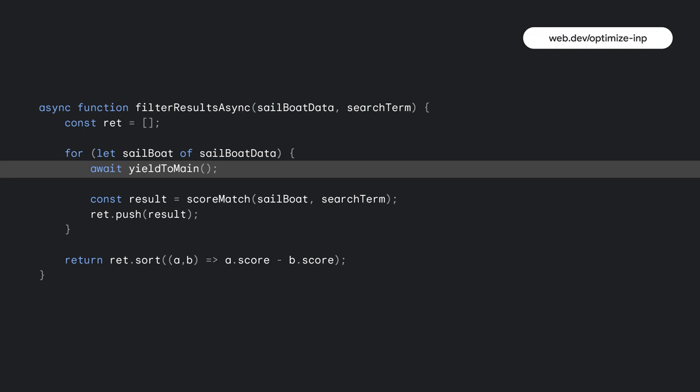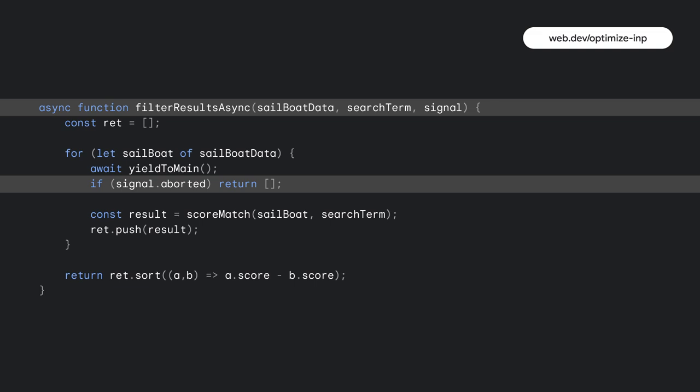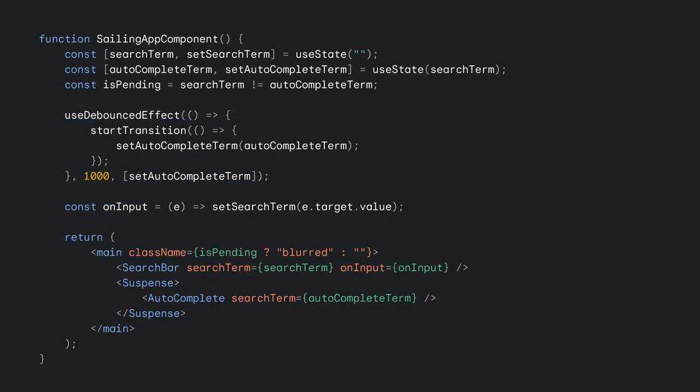That gives other work a chance to run in the middle of our function here, allowing events to fire and browser rendering to happen. Finally, for this demo, I chose to go one step further and added support for aborting any in-progress work as soon as I start typing again, using an abort controller. With these changes, filtering search results won't be a dangerous long task anymore.